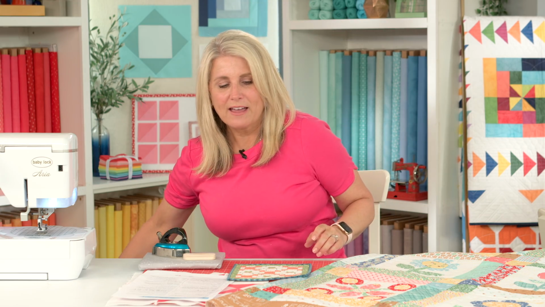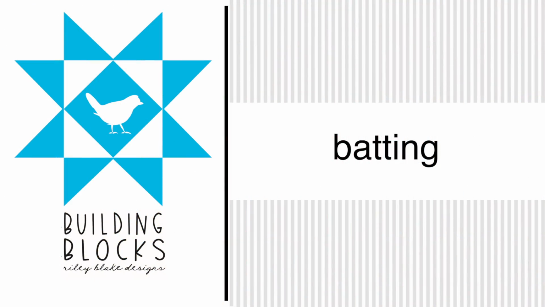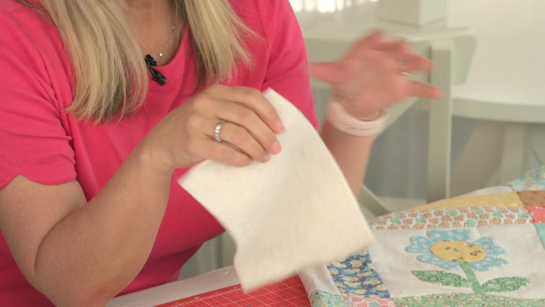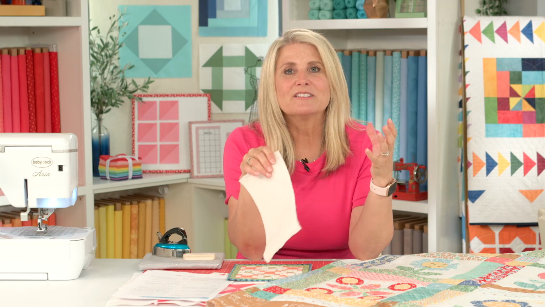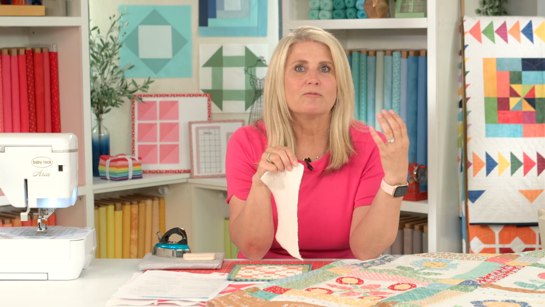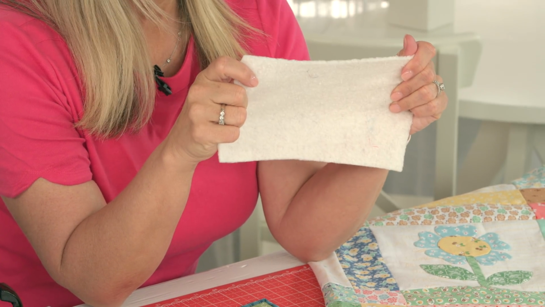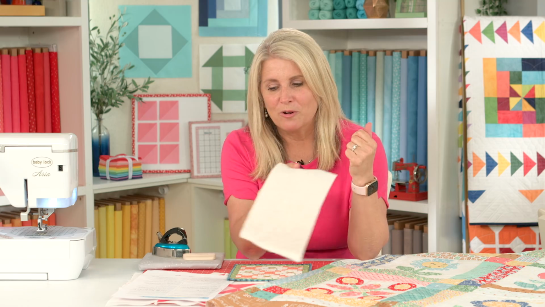So that is backing. The next thing to talk about is batting. Batting is what is sandwiched between your quilt top and your backing. I'm not going to go into all the different kinds of batting that are available, but know that there's everything from cotton to polyester. So look into batting, what you like best for your quilts.